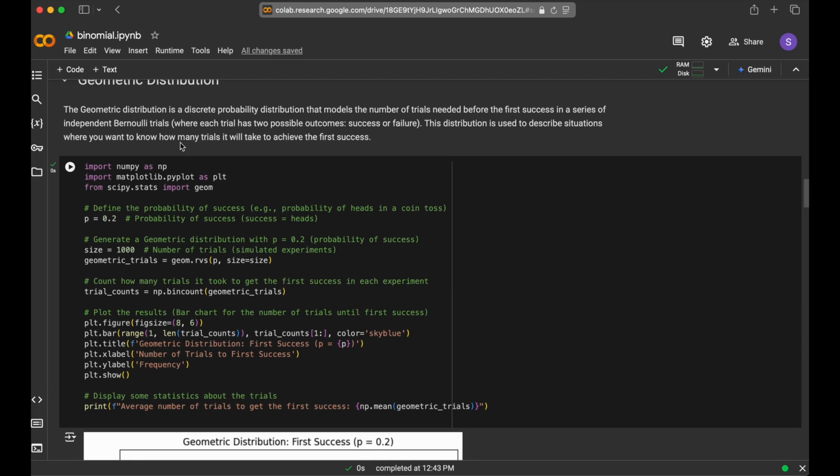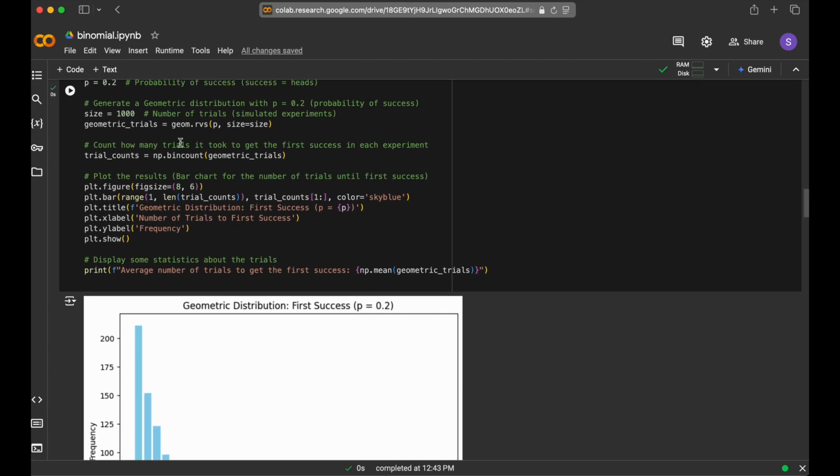I'll show you the example. There are two possible outcomes: each trial has a success or failure. The trials are independent, meaning the outcome of one trial does not affect the others. The probability of success on any given trial is constant, P. The number of trials until the first success follows the geometric formula. We can use this to plot them.